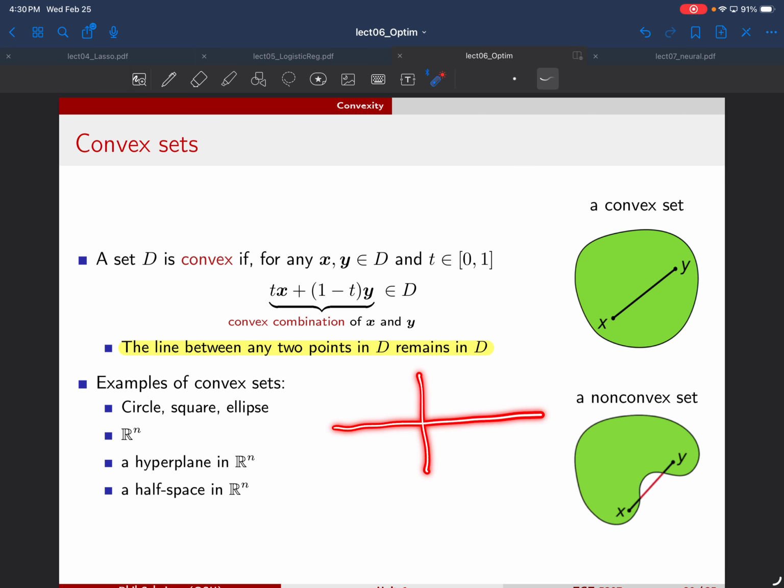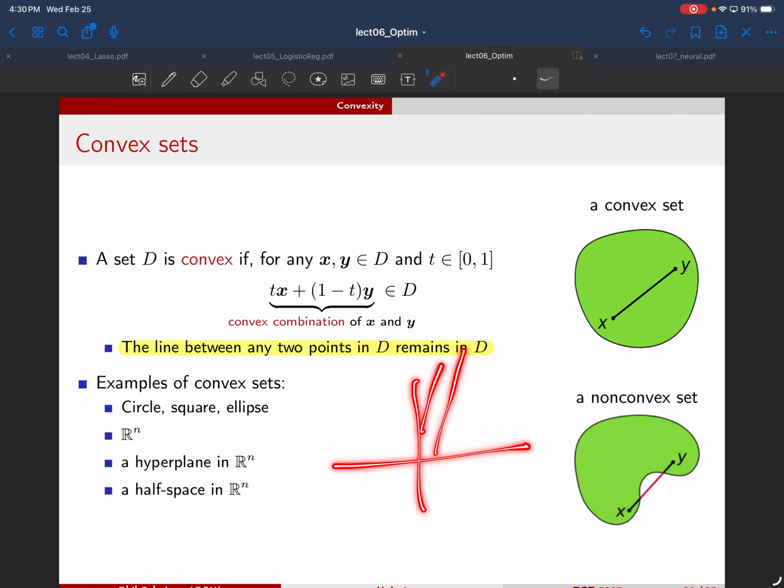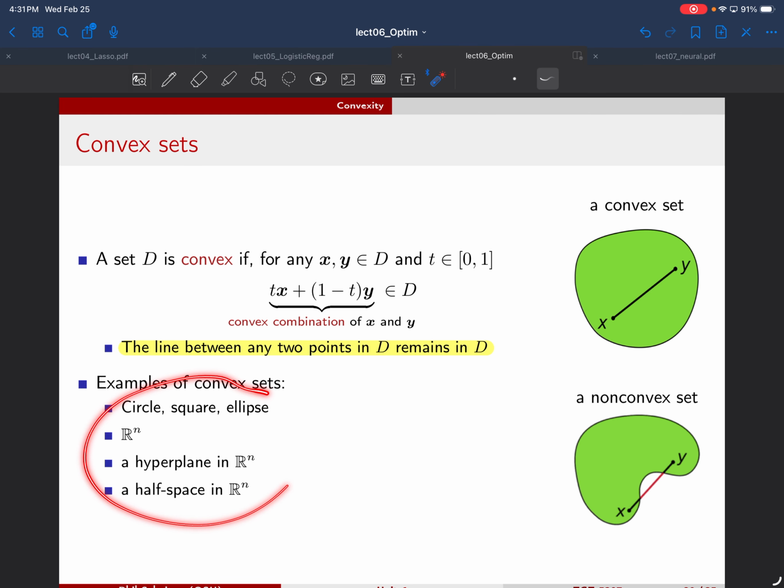What do I mean by a half space? In one dimension, normally this would be the whole real line. A half space would be, at 0, considering only positive numbers. Or in 2 dimensions, I could look at half of the entire space. These are just examples of convex sets that occur pretty often in machine learning. Any questions on convex sets?